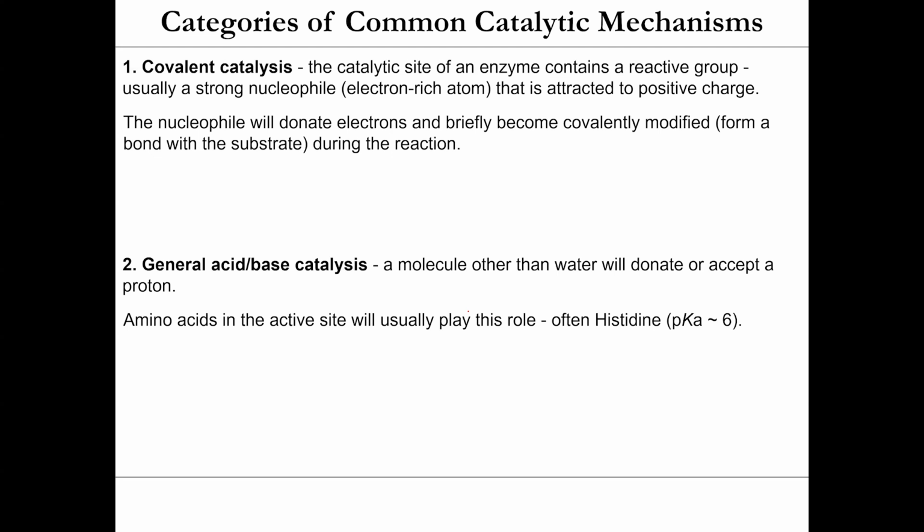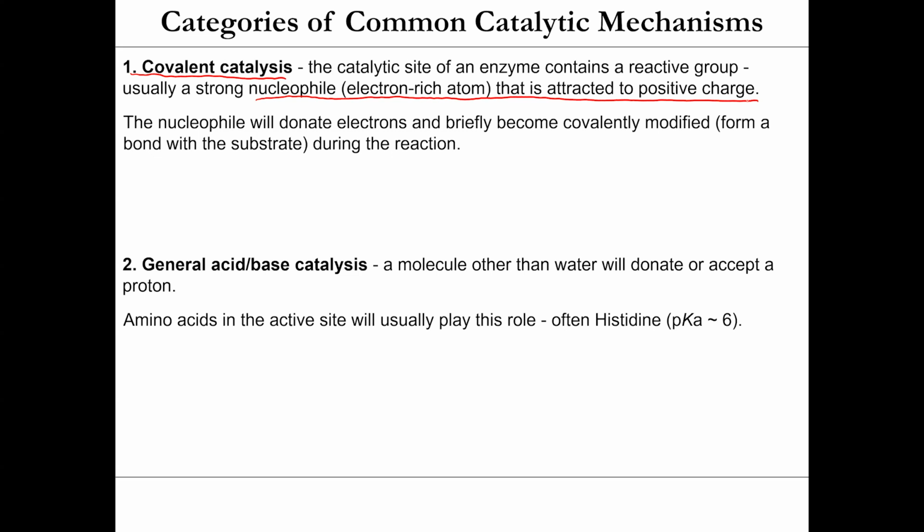So there are a few different categories of common catalytic mechanisms that you'll encounter and that enzymes use to catalyze reactions. So the first one is covalent catalysis. In covalent catalysis, the catalytic site of an enzyme will contain a reactive group. This is usually a strong nucleophile. A nucleophile is an electron-rich atom that's attracted to a positive charge on another group. And so this electron-rich atom, this nucleophile, will initiate a nucleophilic attack onto a substrate molecule.